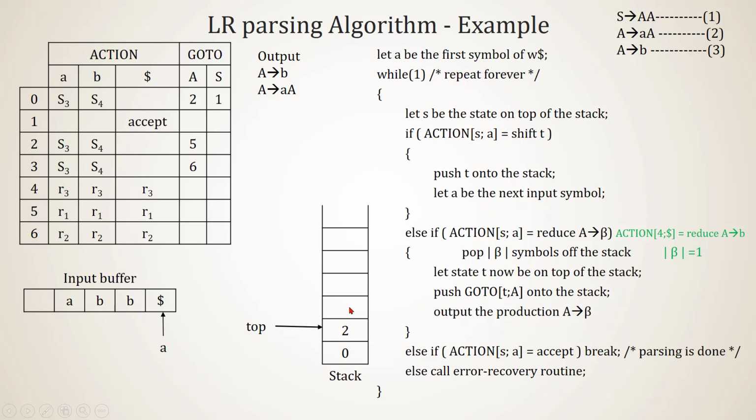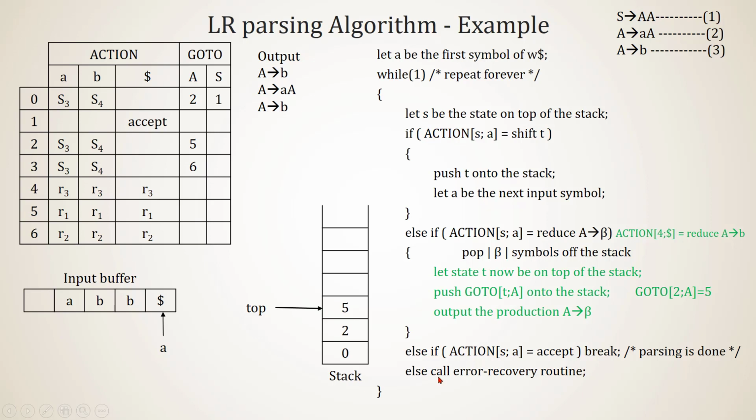A is actually A. So in 2 under goto under A I have 5. So I have to push 5 onto the stack. So 5 is pushed to the stack, since goto of 2 comma A is 5. Output the production A raised beta, that is A raised B. A raised B is printed as output.